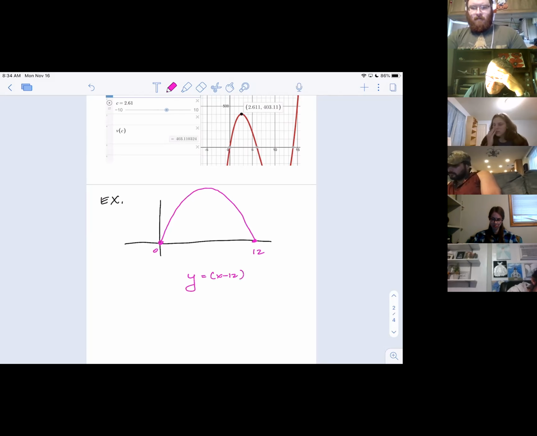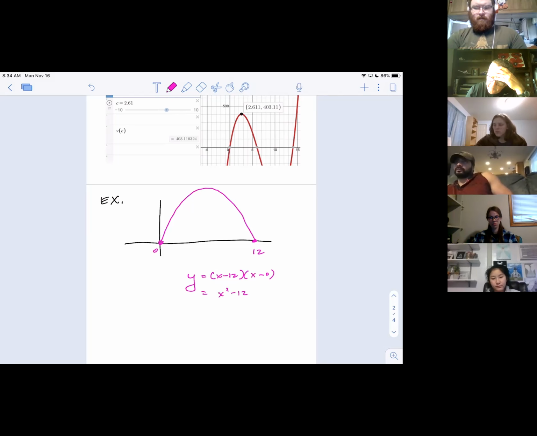And to hit it at 0, it would have to be x minus 0, or just x. And so that would do it. But if I multiply that out, I'd get x squared minus 12x. Does anybody know what's wrong with that?